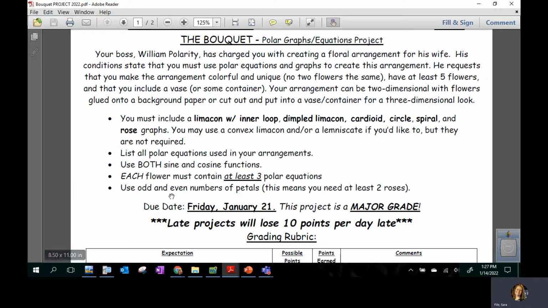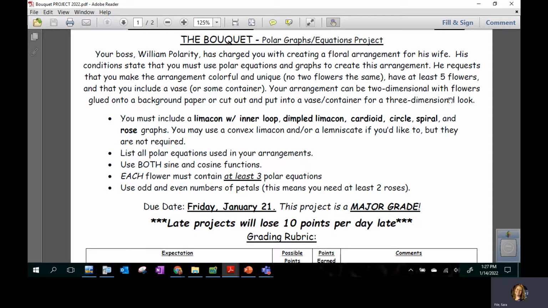Okay, there's stipulations like you have to use both sine and cosine functions. Okay, not all of your equations can be one or the other. There has to be a mixture. You have to have roses with odd and even numbers of petals. Okay, so that means you need at least 2 roses. It can be 2-dimensional, like you'll draw them, cut them out, and glue them on paper. So it'll just be a flat paper you turn in with your arrangement on it.